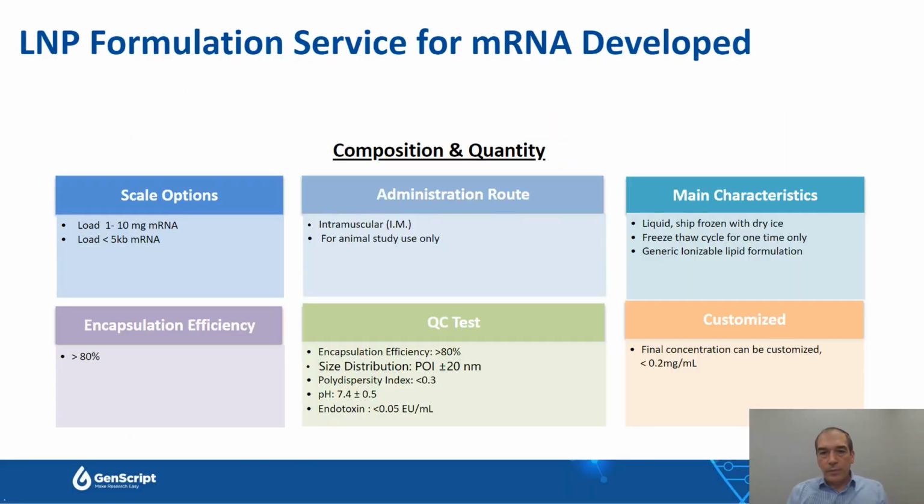So here is a little bit more detail about our LNP formulation service. We can package anything from 1 milligram to 10 milligrams of mRNA of 5 kilobases or less. Usually this is suitable for intramuscular delivery for animal studies only at this point for our service. We can ship it in appropriate conditions, frozen as needed, and encapsulation efficiency is higher than 80%. And we do a variety of measurements to show the consistency and reproducibility of our process. The final concentration can be customized as per your needs.